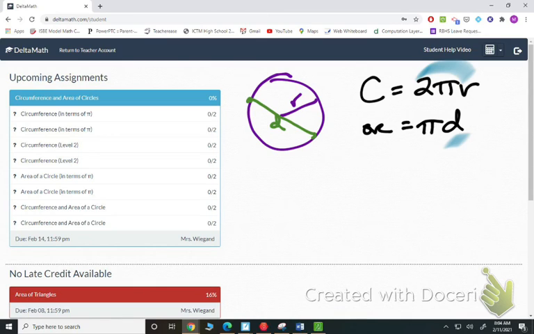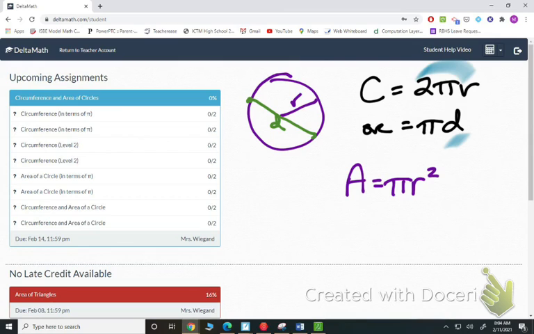Now for all the problems we're going to work on today, we're going to keep our answer in terms of pi. I know that as an approximation for pi, we like to use 3.14, but for today's purposes, we're going to keep all of our answers in terms of pi. Now the formula for area is pi times the radius squared. So you're going to square the radius and multiply it by pi. But again, we're going to keep our answer in terms of pi.